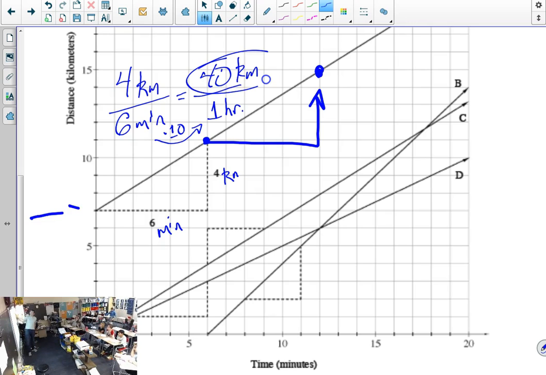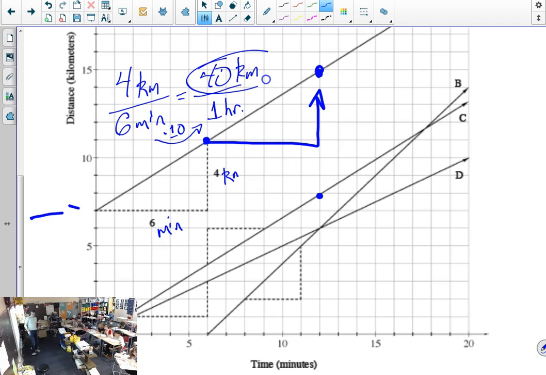So, for cyclist C, let's follow this guy. If I choose any point that intersects, and I think that's a perfect intersection. All of them are off. Well, these are not off. These are perfect intersections. If these are, then that has to be also.